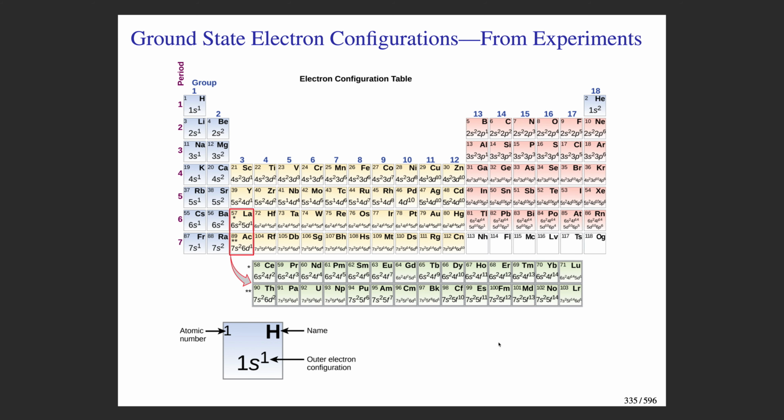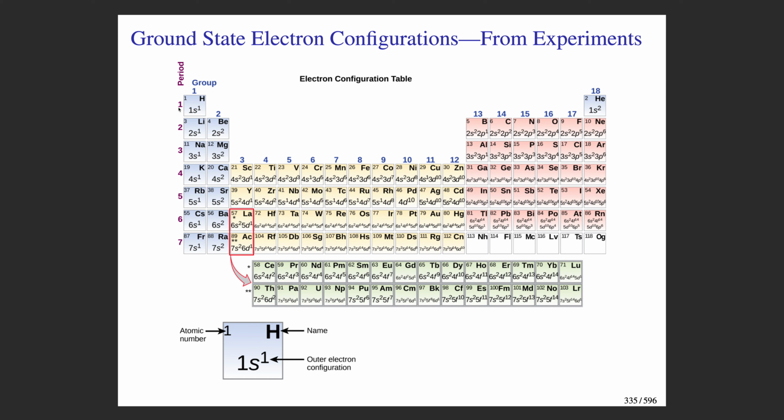Here is a list in periodic table format of the valence electron configurations for all of the atoms in the periodic table. What I wanted to highlight is that these electronic configurations are determined through a combination of experiments and also computational calculations. So sophisticated quantum mechanical calculations that are compared with experiments to determine what these electronic configurations are. So ultimately, they are experimentally determined.